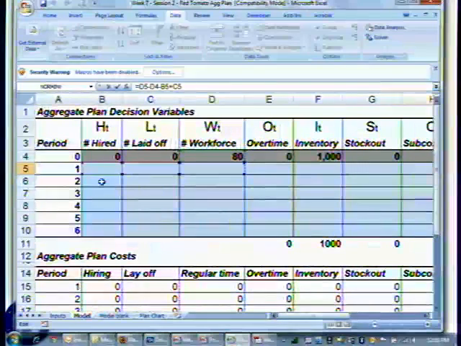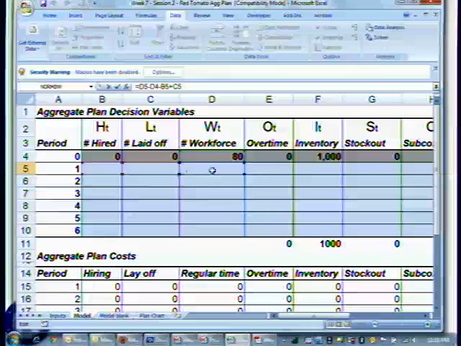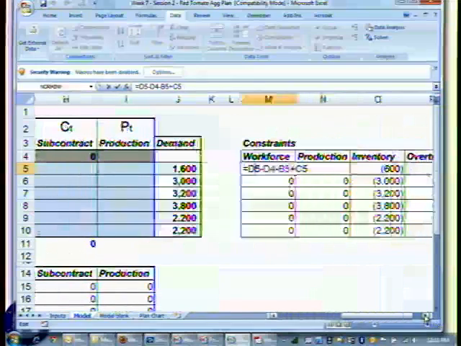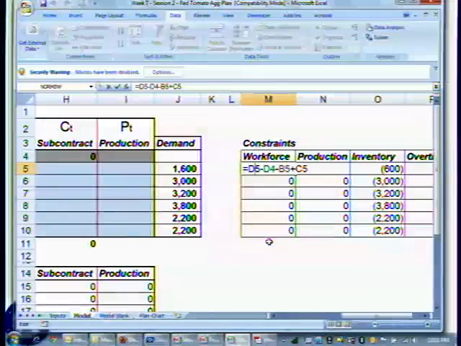D5 is the workforce minus the D4, which is the workforce in the prior period. We subtract B5, which is the number of hires. We add C5, which is the number laid off. So that is your calculation for that. The Chopra text information I provided has complete details for these calculations.